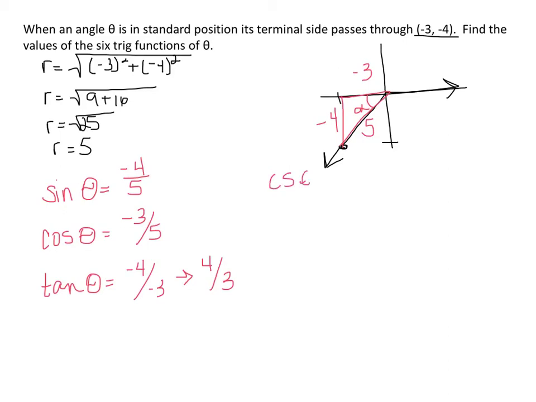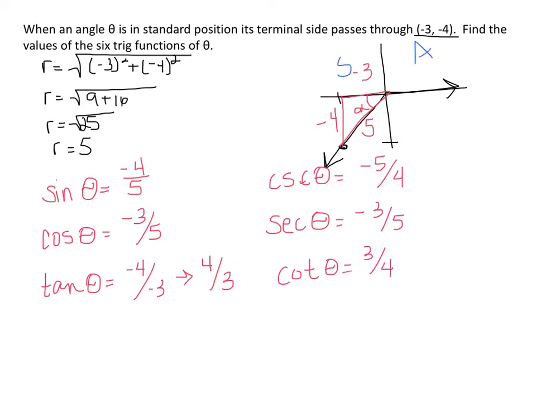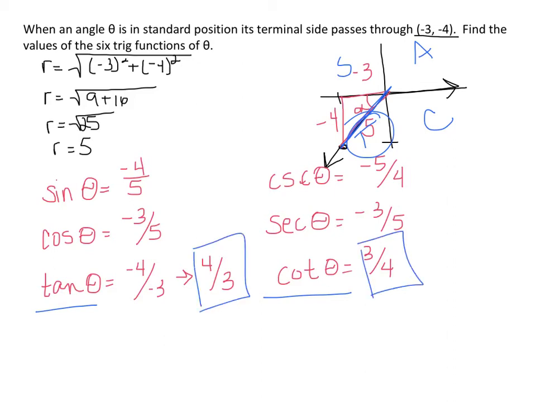Cosecant, -5/4. Remember, we always move our negative sign to the numerator. Secant, -3/5. And then cotangent is 3/4. If we use our acronym, all students take calculus. All students take calculus. My terminal side is in the third quadrant, which is T. That means that tangent and its reciprocal are the ones that are positive, and they both are.